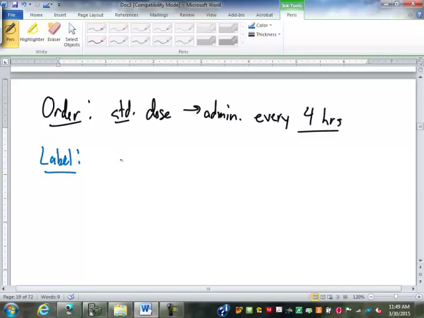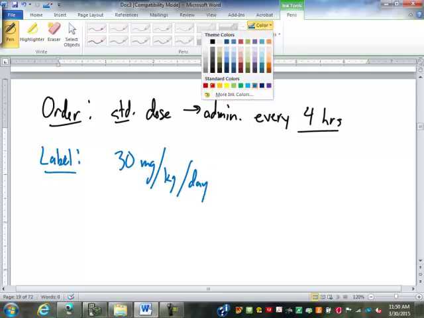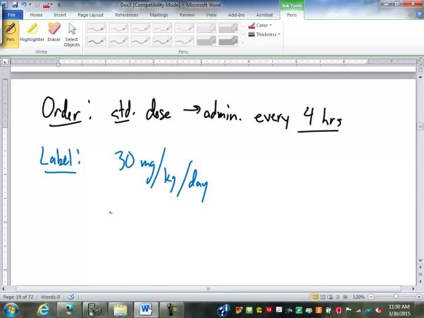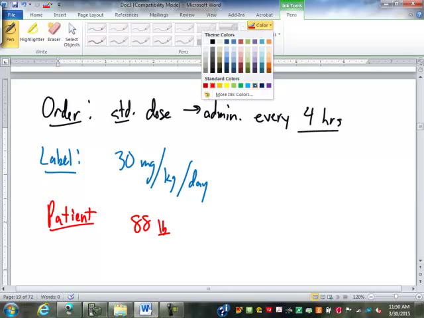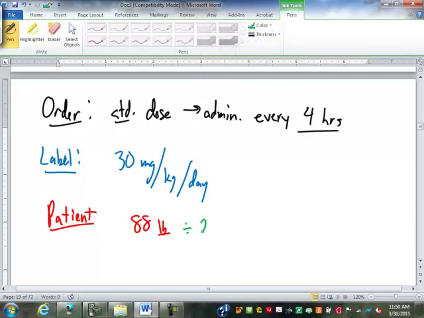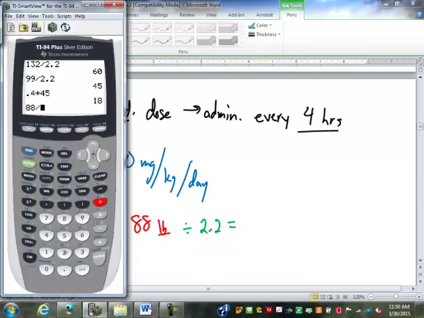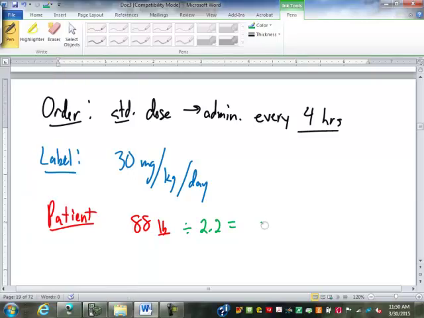And let's say that the label says that it should be, what do I put in there? Let's go 30 milligrams per kilogram per day. So, first thing we're going to do is we're going to look at our patient. And let's say that this patient is 88 pounds. So we're going to convert that into kilograms by dividing by 2.2, giving us 40 kilograms.